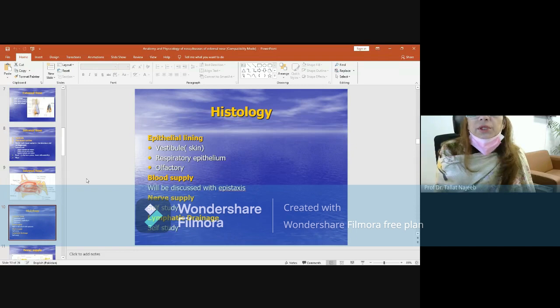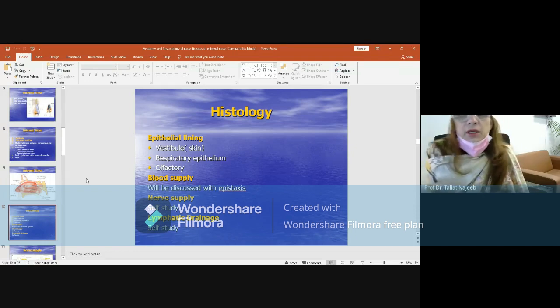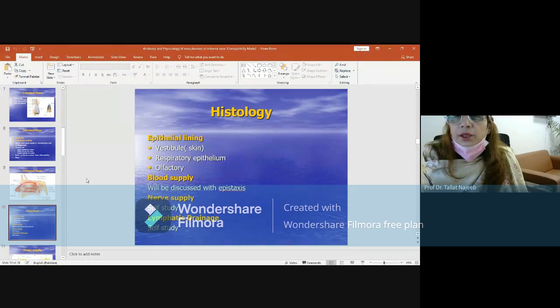Now, what is the epithelium of the nose? There are three types of epithelium inside the nose. The caudal region is lined by skin, so keratinized squamous epithelium. Beyond this skin, the lining of the nose is respiratory epithelium, that is ciliated columnar or ciliated cuboidal epithelium.